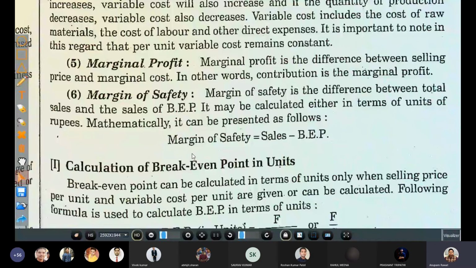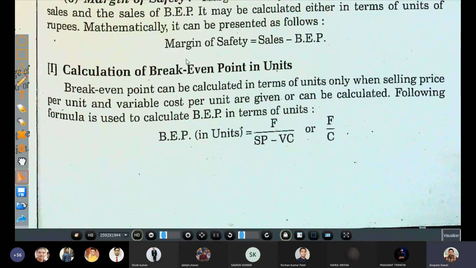Now, calculation of the break-even point in units. The break-even point can be calculated in terms of units only when the selling price per unit and the variable cost per unit are given or can be calculated. The formula used is: break-even point is equal to F, basically total fixed cost, divided by the selling price minus variable cost. And SP minus VC is basically the contribution. So F, the total fixed cost, divided by the contribution. In this way, the break-even point can be calculated in units.